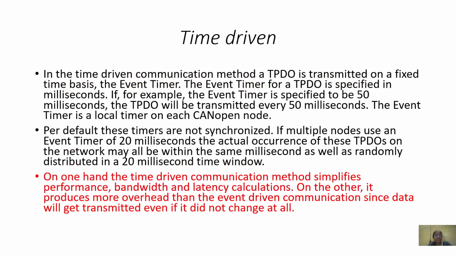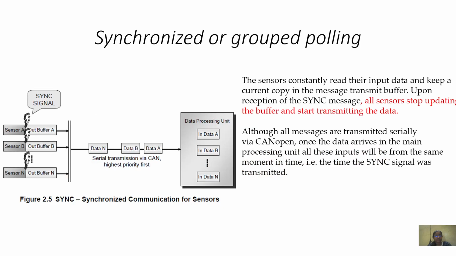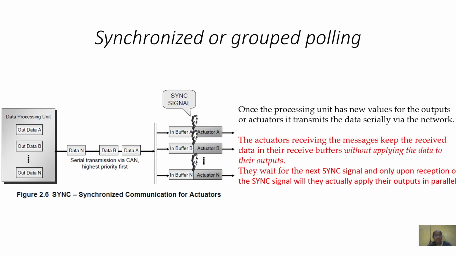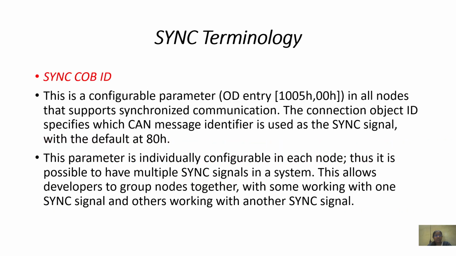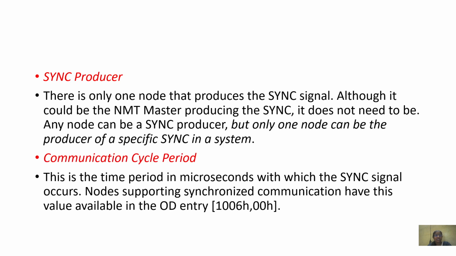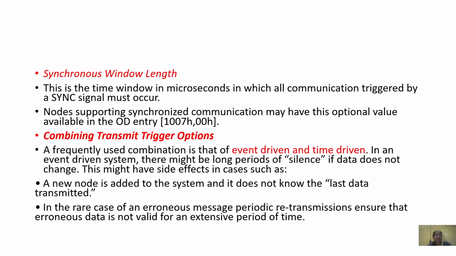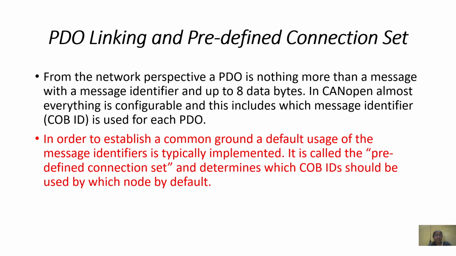So synchronized or group polling. What is the sync terminology? Here you will be using a sync COB ID. It's a configurable parameter in all the nodes that support synchronized communication. Sync producer: only one node produces the sync signal. Communication cycle period and synchronous window length define the window in which all the communication triggered by a sync signal must occur.